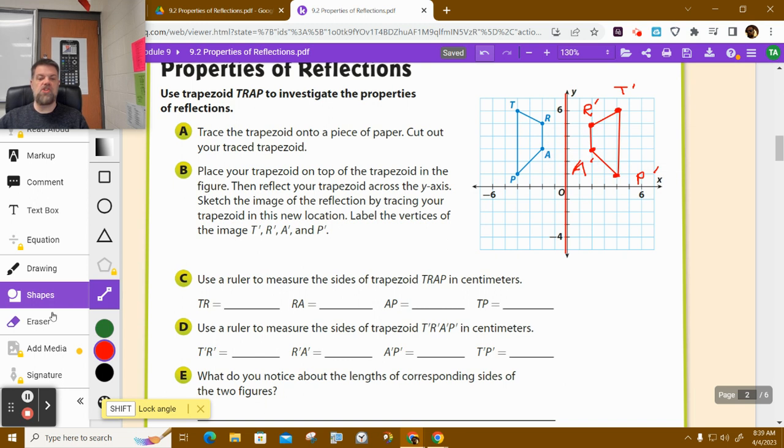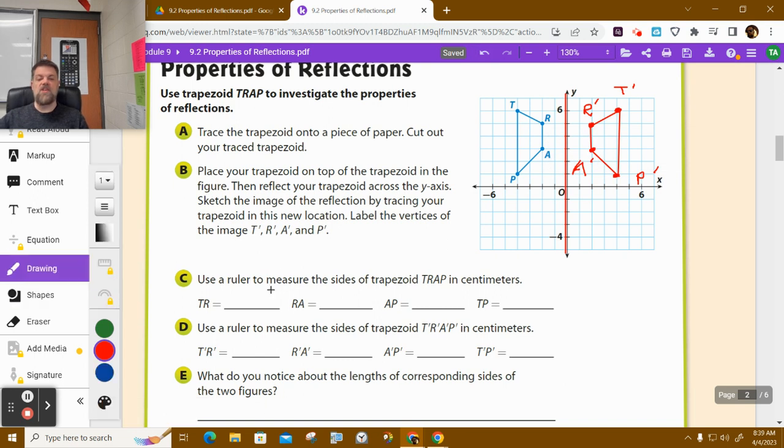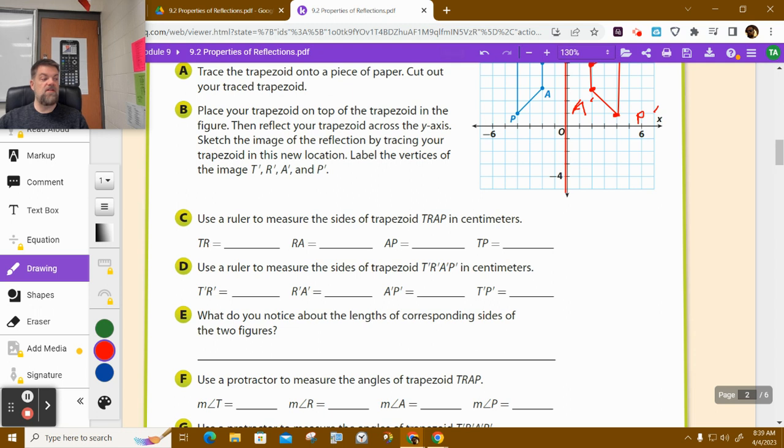All right. So now, did you guys fill out the rest? Okay, you needed a ruler. You needed to measure this. What was the length of TR? Measure it real quick. You should get 0.9 centimeters. What was the measurement for T prime, R prime? Measure it real quick. You should get 0.9 centimeters.